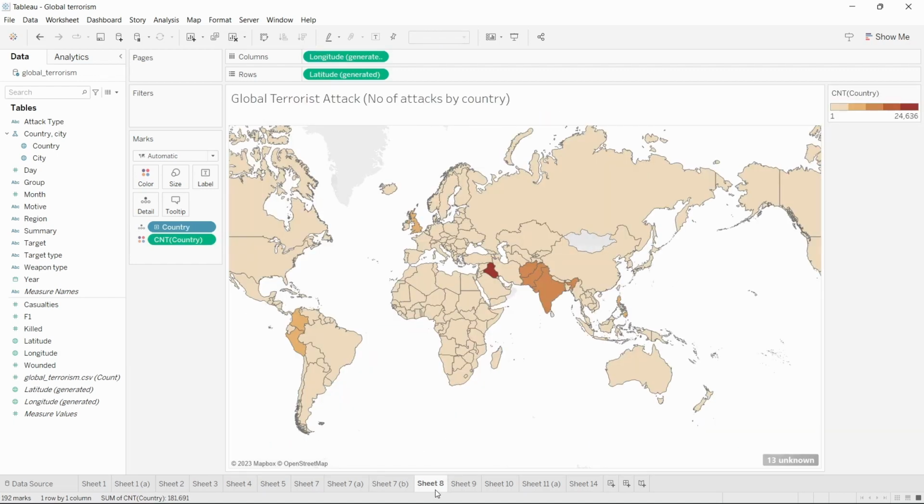Now, if we see the number of attacks in the global scenario, Iraq seems to have a lot of attacks, and then we have Pakistan, Afghanistan, India, similarly Colombia, Peru, and the lower opacity regions seem to have a low count, but Iraq seems to have a lot.